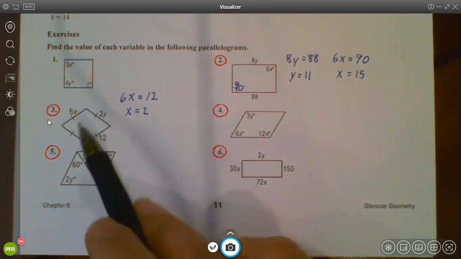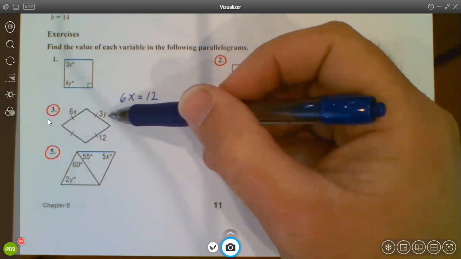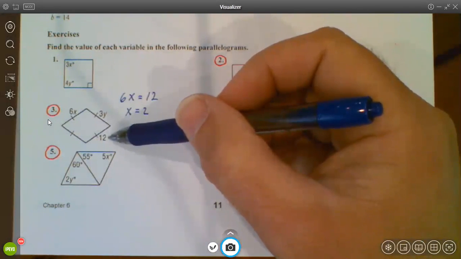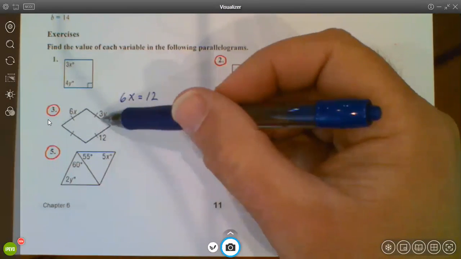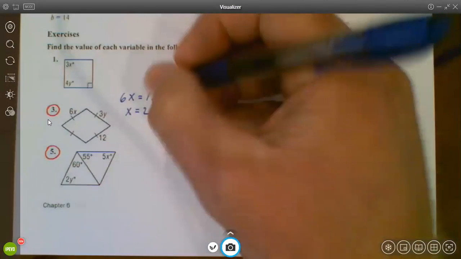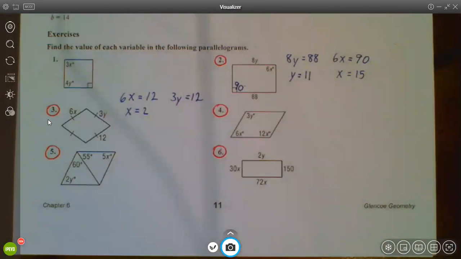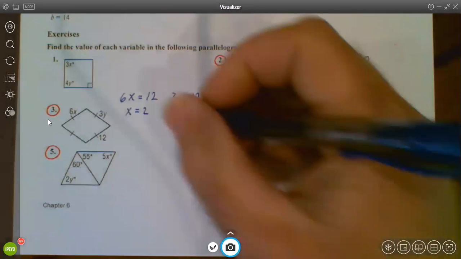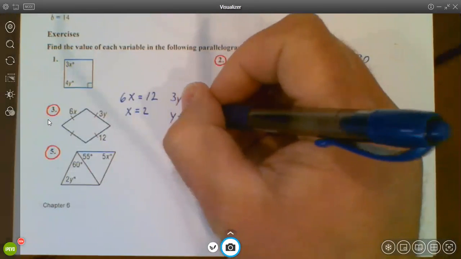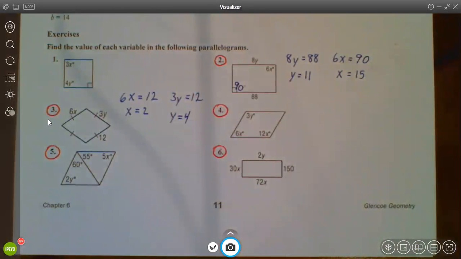So in this one, if all 4 sides are equal, then that means 3y also equals 12. Based on those marks, we know that these are also equal. So 3y is also equal to 12. Divide both sides by 3, and we got our value for y. If it doesn't fit one of the main bullet points that we talked about up above, then somehow they're going to give you more information so that you can solve it.